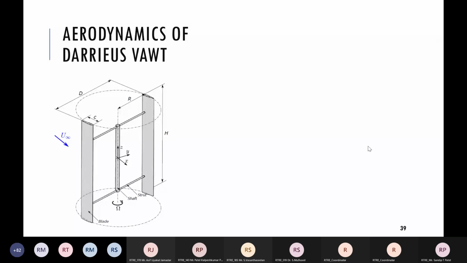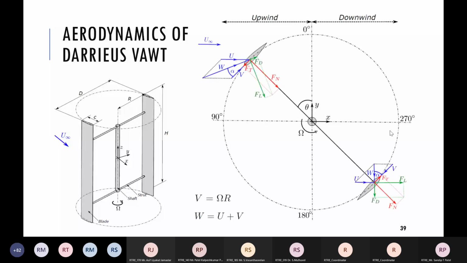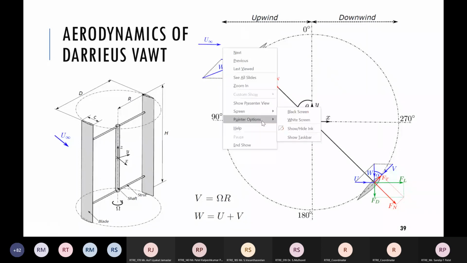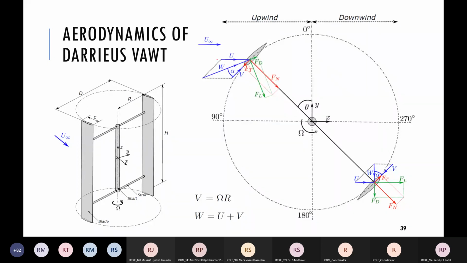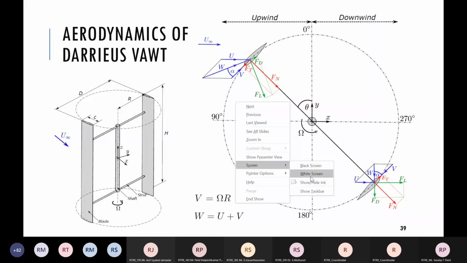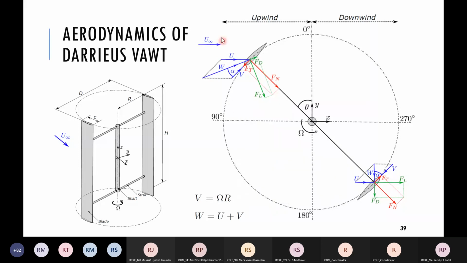So this is the geometrical parameter of Darrieus turbine. This is a force equilibrium diagram of VAWT. Now you can see, let me start the pointer. Here. So U infinity is our upwind speed, ambient wind speed, while W is relative wind speed.